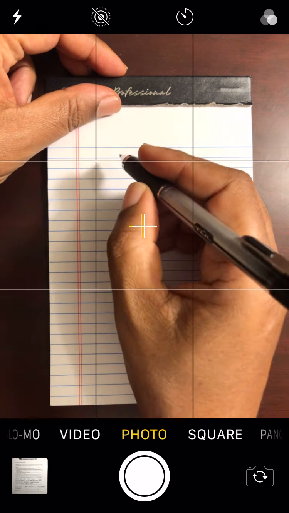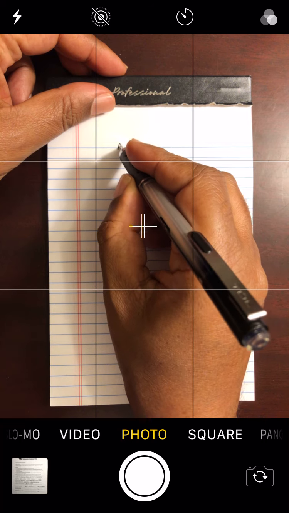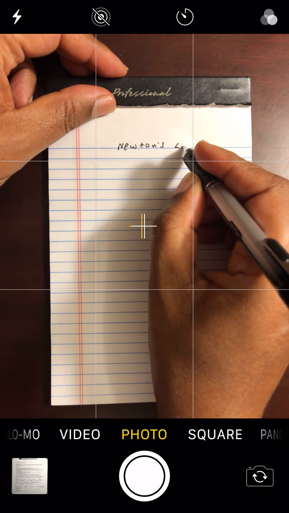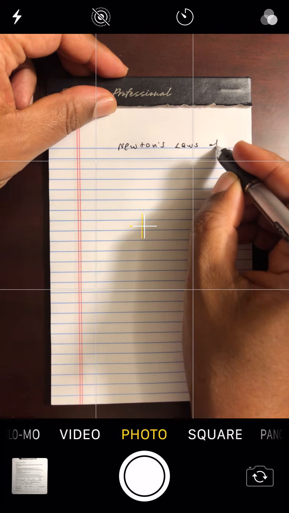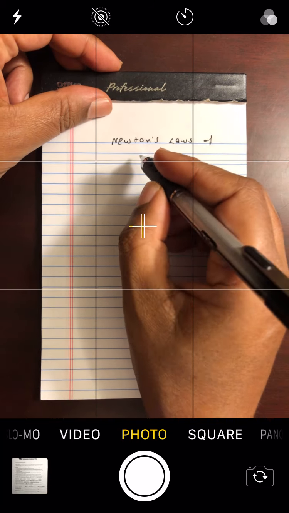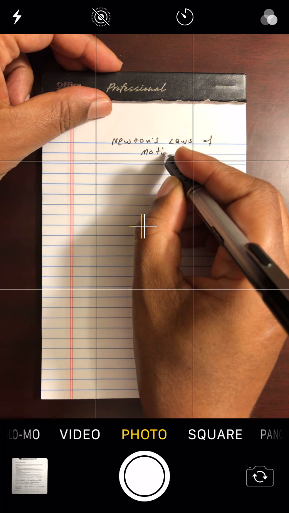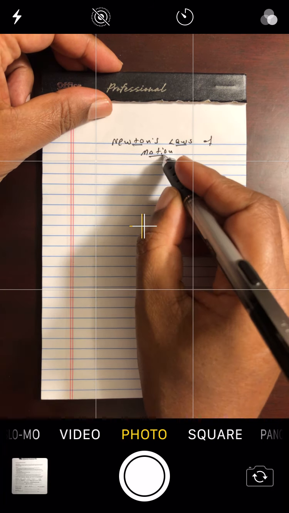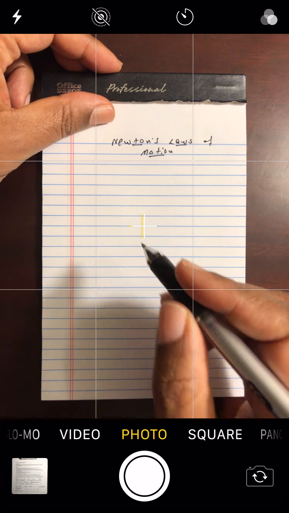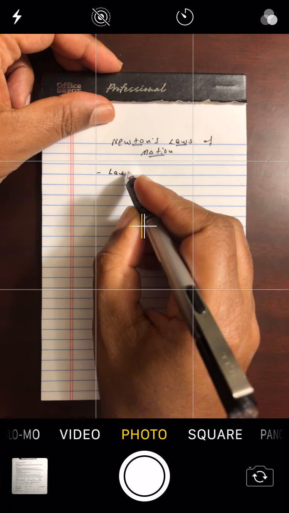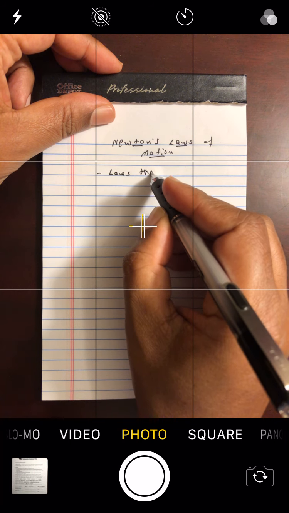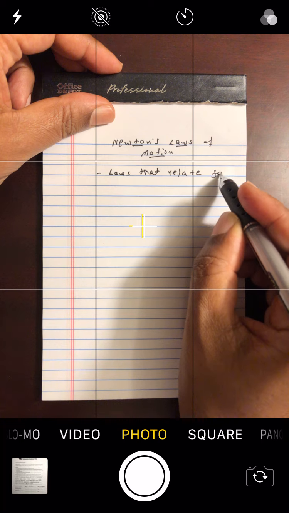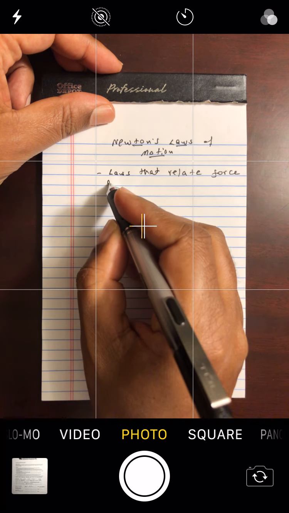In this chapter, we're going to look at Newton's laws of motion. These are laws that relate forces and motion. These are laws that relate force and motion.